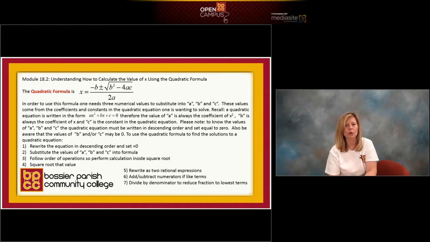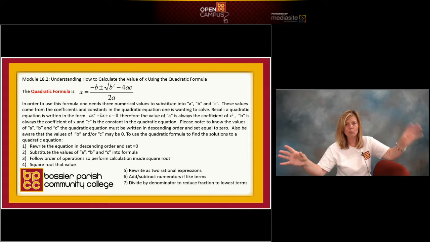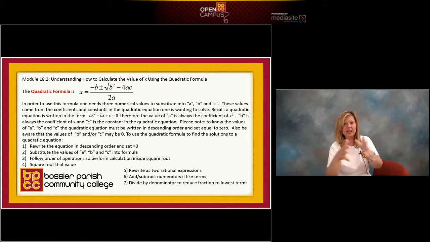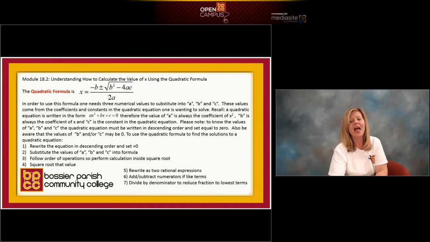Once you do the square root, then we're going to have to rewrite this formula as 2 equations. Because remember, every quadratic equation has 2 solutions. And in that formula, there's a plus or minus. And that means there's going to be 2 answers. So you're going to rewrite this formula as 2 parts. One with the plus, one with the minus. Then you're going to take everything in the numerator and put it together. Get one number in the numerator. And then the last step is to divide by the denominator and make sure your answer is in lowest terms.